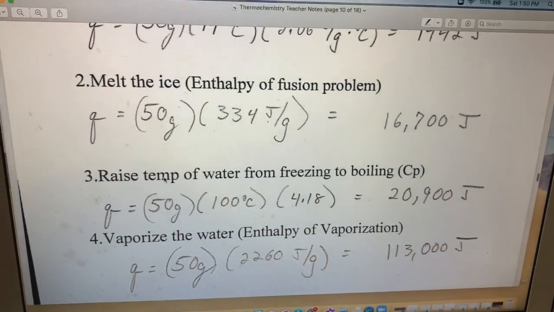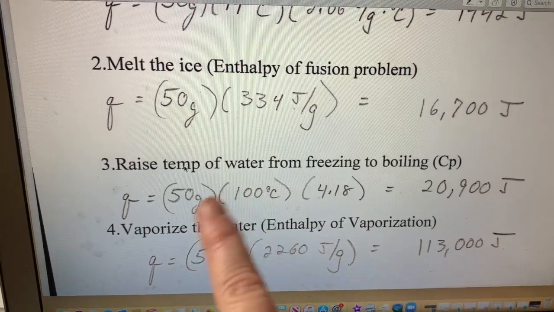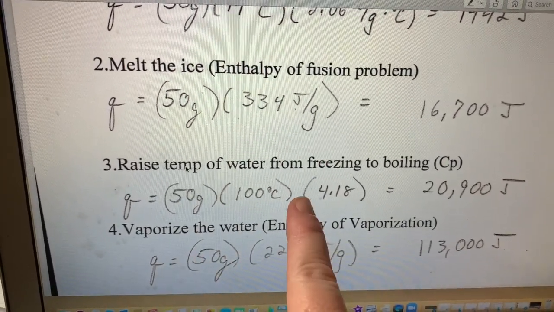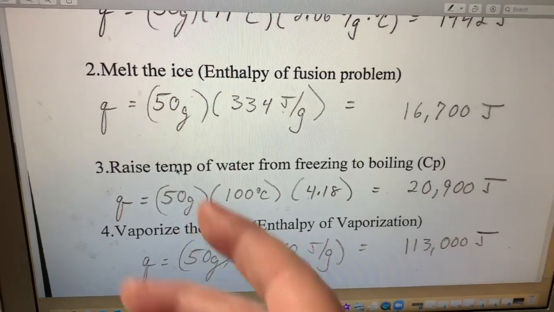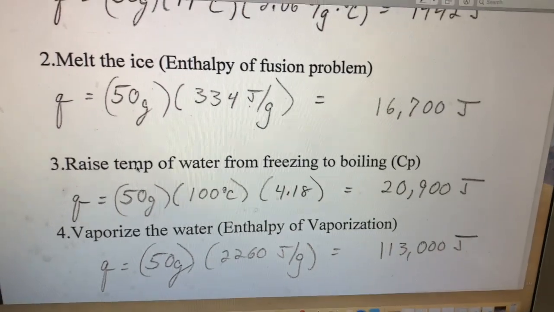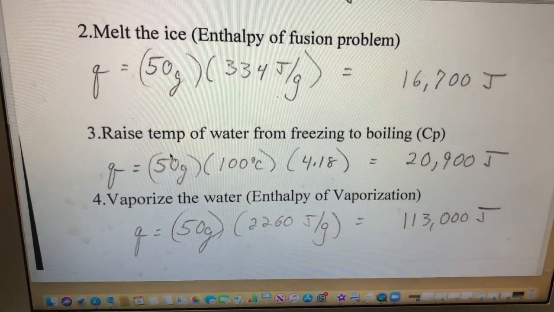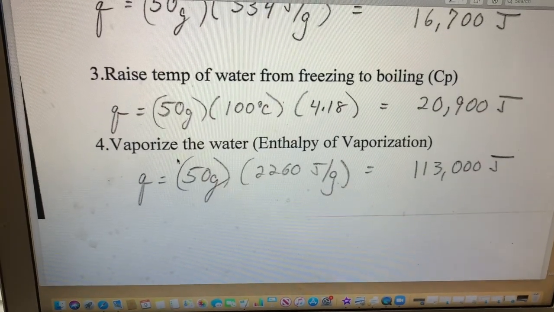Third step is I'm raising. All right. And where did I get that 100 from? Well, I'm going from the freezing point of water to the boiling point of water, and that's 100 degrees. We do expect you to know that. If we asked you any other substance other than water, we would certainly give you the freezing and the boiling point. I'm then going to vaporize that water. All right. And I get that amount of energy.